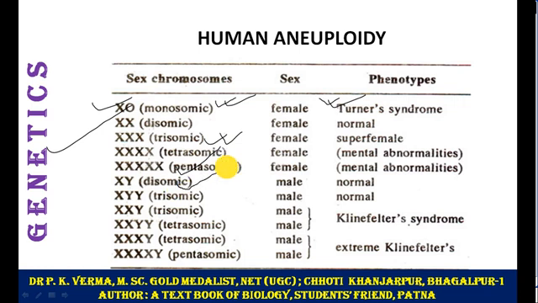Now XY is common for a normal male. XYY also forms a normal male, but it has some effect on the body, and it is said that the persons are aggressive. In case XXY chromosome is there, or 2 Y chromosomes are there, or 3 X and Y chromosomes are there, these are called Klinefelter syndrome and extreme Klinefelter syndrome.